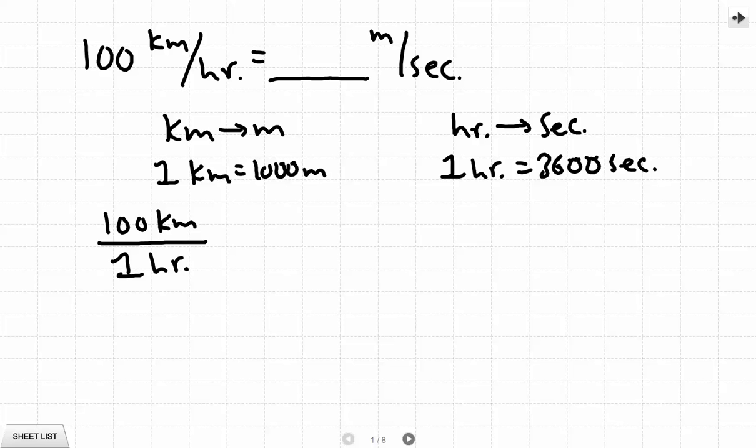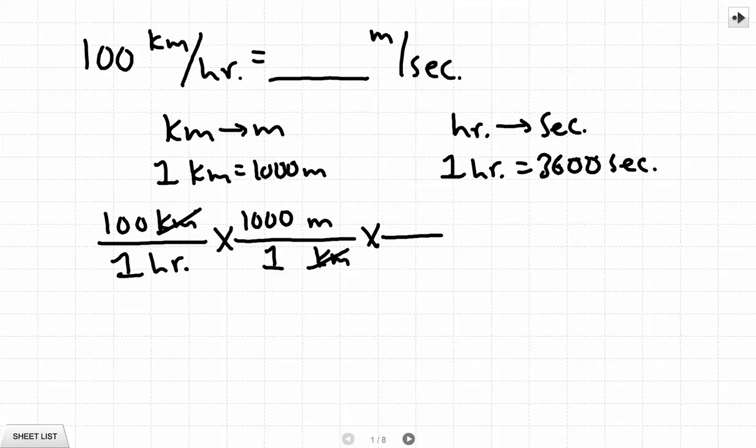So what I'm going to do first is remove the kilometers and end up with meters. So I've got kilometers in my numerator in my first fraction, which means I want kilometers in the denominator so that they'll cancel. And I want to be left with meters in the numerator. So I know that there are 1,000 meters for every 1 kilometer. That allows the kilometers to cancel. And if I stopped now, I would be left in meters per hour, which is not what I want. I want meters per second.